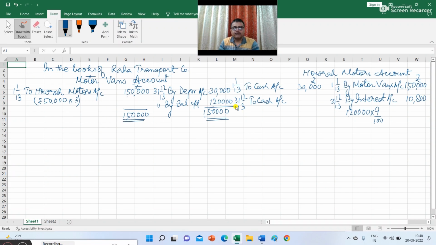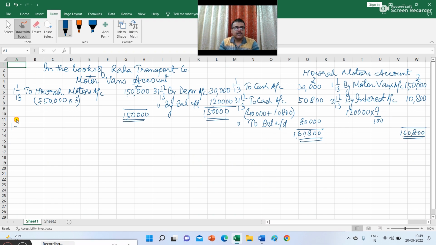And here you have to pay the annual installment of 40,000 plus interest of 10,800. So 50,800 is the amount of first installment paid by Raha Transport Company to Howrah Motors. Now, what is the balance amount as on 31st December 2013? This is 80,000. This is the balancing figure. So this way, we have completed preparing the ledger for the first year, that is 2013.